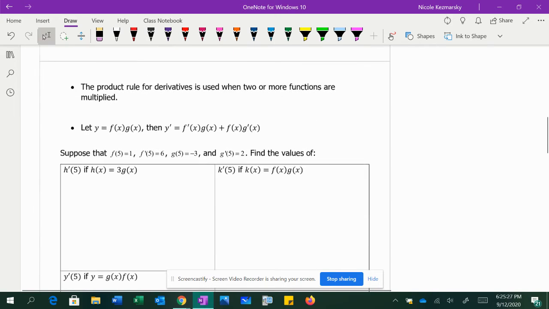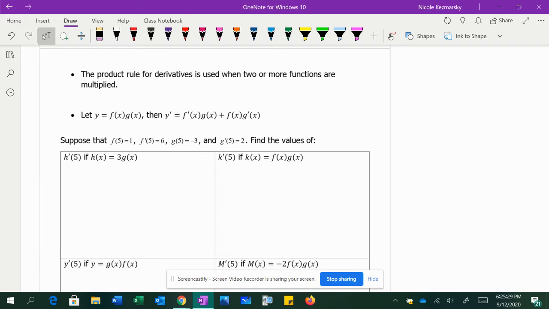On the next page, we're introduced to the idea of the product rule. So let me highlight product rule so that we can find it. And the product rule for derivatives is used when your function is made up of two or more functions that are multiplied together. So a general example is that y equals f of x times g of x. And then we have this rule right here. So this rule is definitely one to memorize.